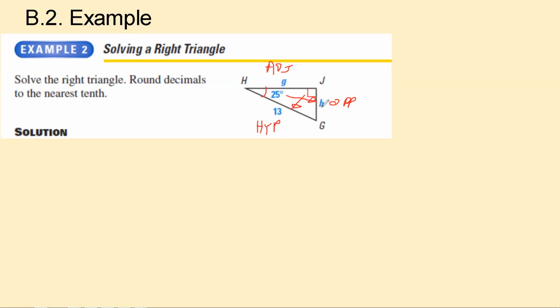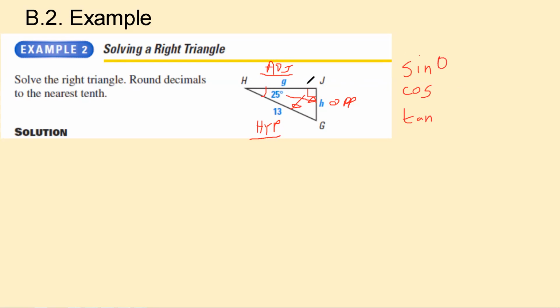All right, so now we're going to use our formulas. If I want to find, let's find G first. If I want to find the value of G, the adjacent side, when my known side is the hypotenuse, which trig function relates adjacent and hypotenuse? Sine, cosine, or tangent? That's right, cosine.